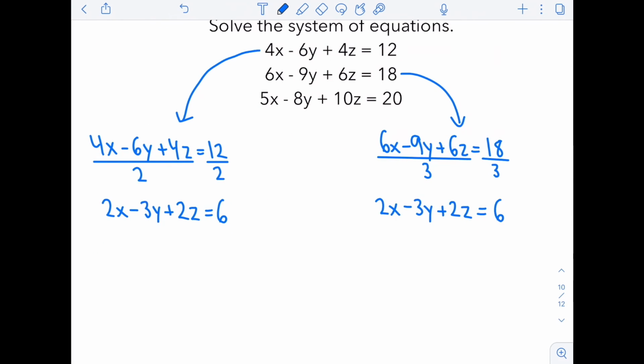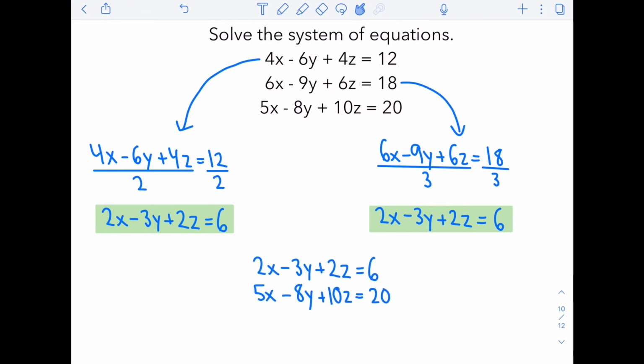So now I noticed something very interesting, that after dividing the first equation by 2 and the second equation by 3, they're the same equation. So that means graphically, these two planes are the same plane. They're going to be right on top of each other. So I need to know what this third equation, this third plane, is in relation to those two identical planes here. So what I did is I wrote the third equation under this equation right here.